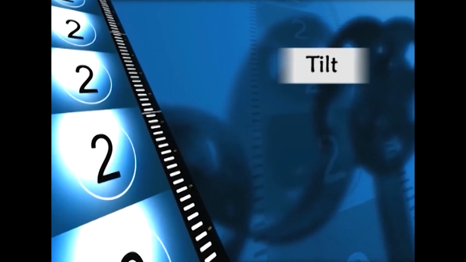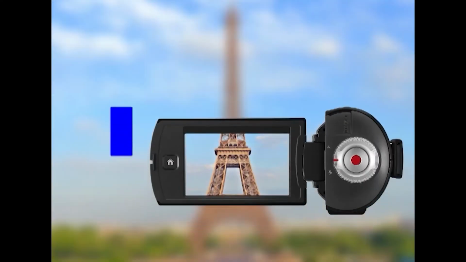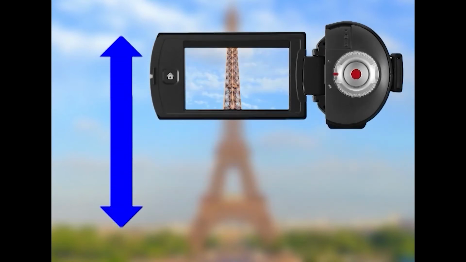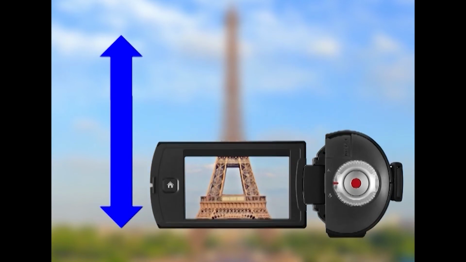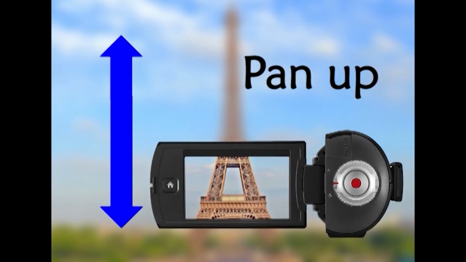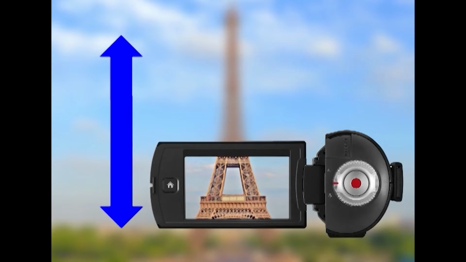Next, we will see tilt. Just like the pan, the tilting is vertical or up and down movement of the camera. Sometimes, people even use the word pan up for tilting the camera. This is because tilts are used less frequently than the pans.